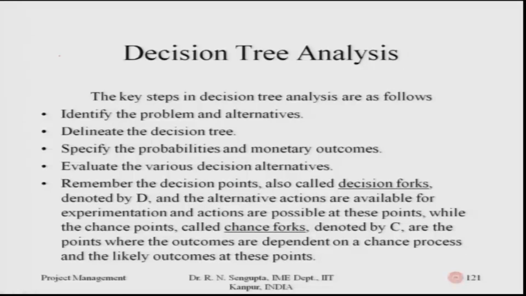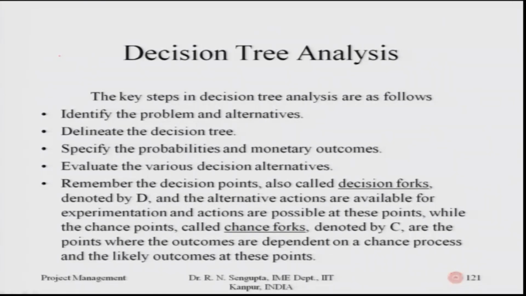So, what are the salient points of the decision tree analysis? The key steps in decision analysis are as follows. You should identify the problem and the alternatives, delineate the decision tree, that means draw it very clearly where the probabilities are given, the actual values are given, and specify the probabilities and the monetary outcomes. So, you have to make a combination of the monetary values, the outcomes and the probabilities, evaluate the various decision alternatives which are there and take decisions accordingly based on whatever criteria, whether you want to maximize the return, minimize the risk, or other combinations.